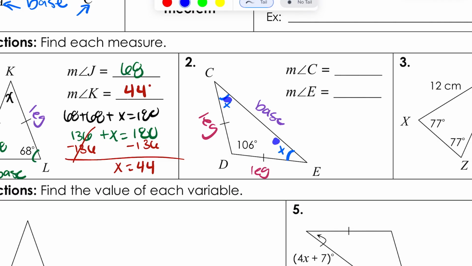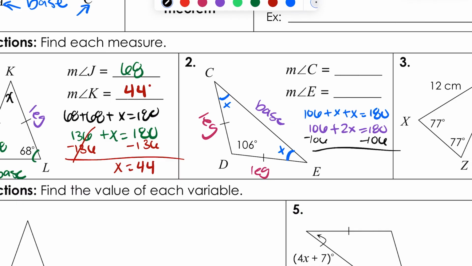Well, now I have three angles in the triangle, right? So we're going to add them, 106 plus X plus X, and equal it to 180. Bring down the 106. X plus X is 2X, equals 180. Subtract 106 on both sides. We get 2X is equal to 74. Divide both sides by 2, and X equals 37. So C is 37, E is 37.